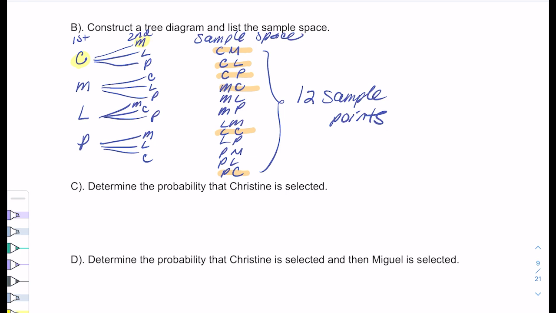So if you remember, how do we find probability? And we're looking at theoretical here. So the probability is just the number of favorable outcomes, so the number of times I chose Christine, over the total number of possible outcomes. There's 12 different possible outcomes. So the probability Christine is selected is 6/12, which we know we're going to reduce to 1/2.